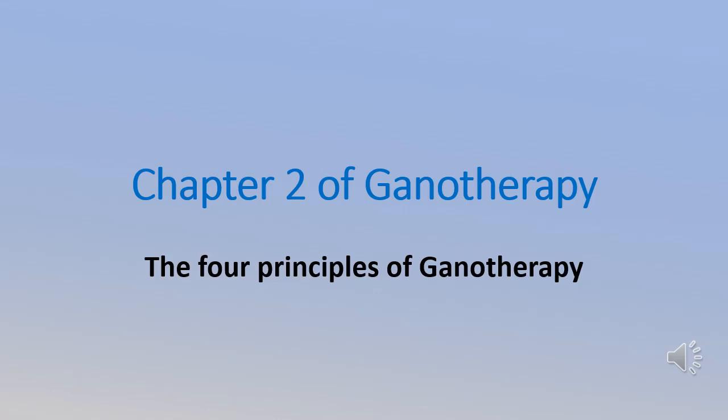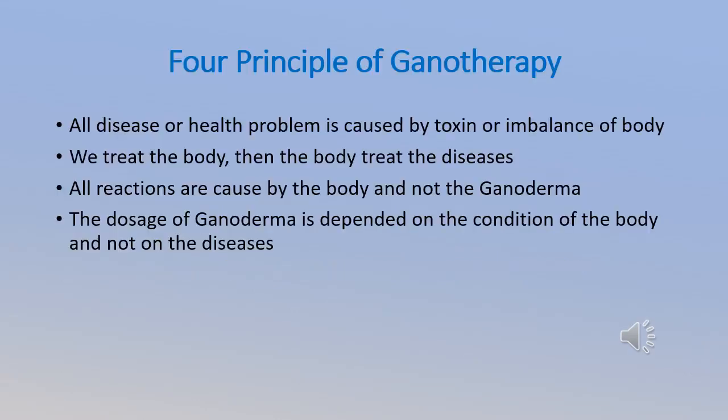Okay, in Ganotherapy, there are 4 principles. We are going to discuss in detail these 4 principles. The first principle is that all diseases or health problems, whatever problem is faced by our body, are caused by 2 causes only: the toxin and the imbalance of the body. Only 2 causes, okay? Secondly, we treat the body. Then the body treats the disease. We never treat disease. This is the second rule.